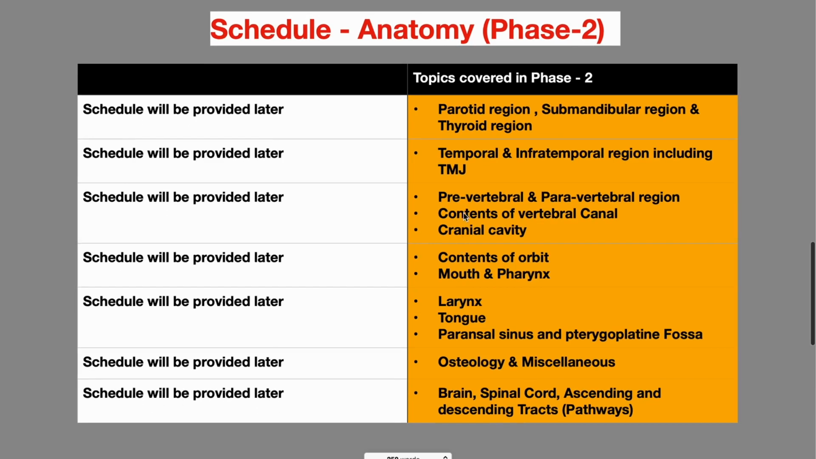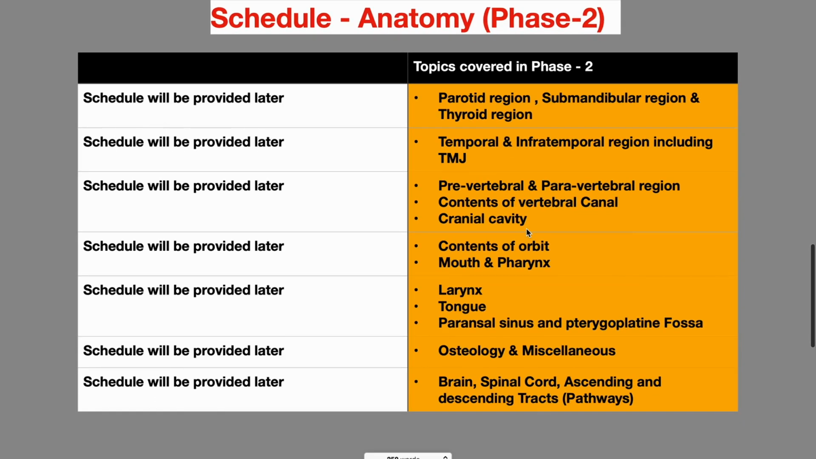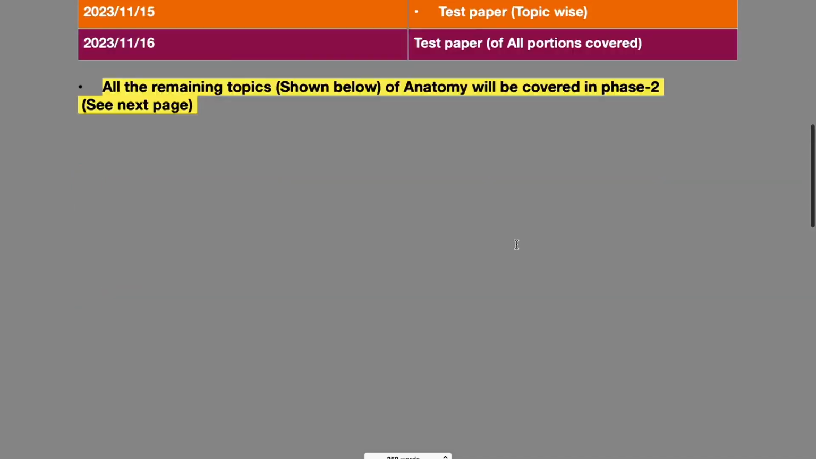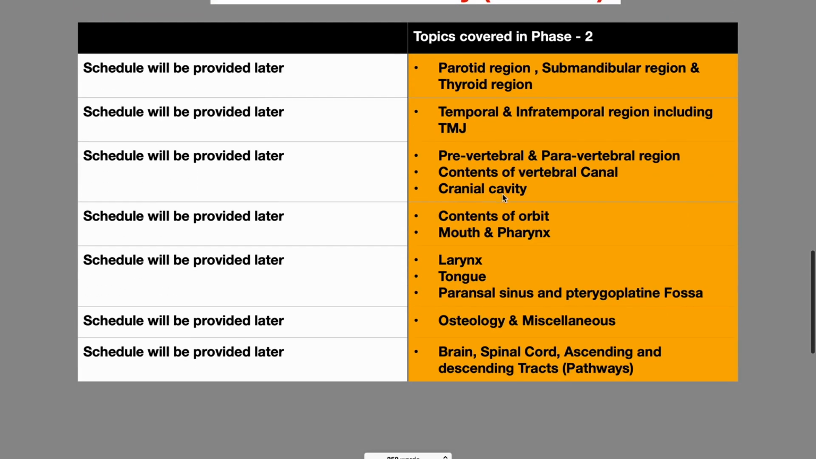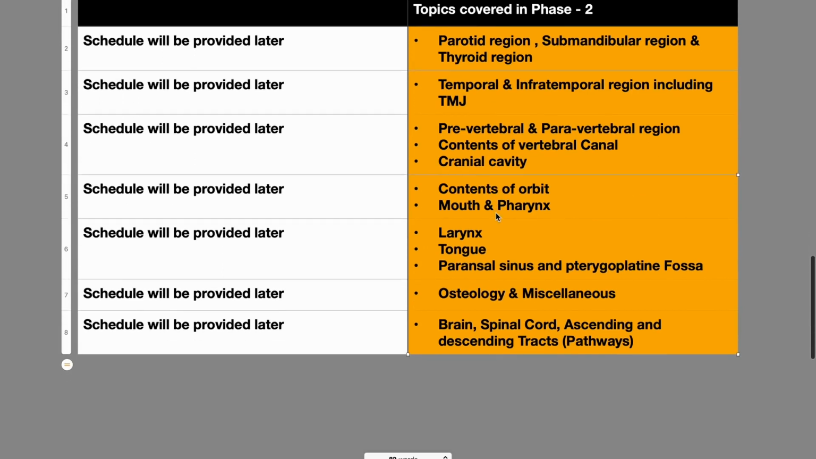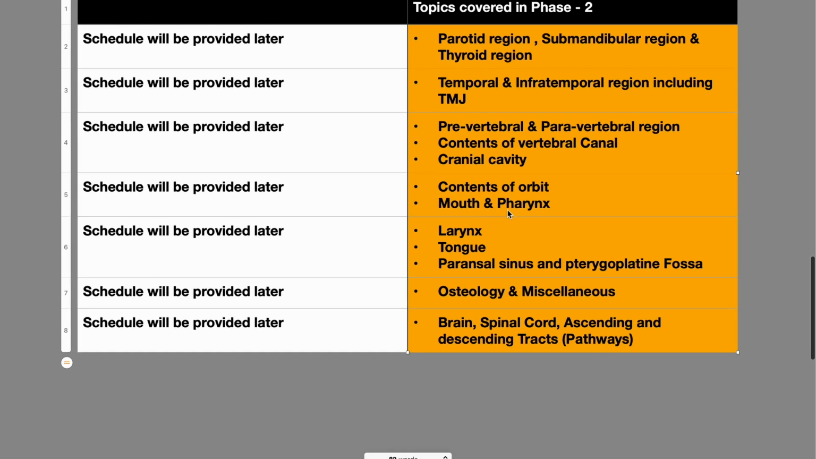After that, we'll be covering a little less important area, which is the prevertebral and paravertebral region, small areas to be covered, and crucial areas, contents of the vertebral canal. Definitely it's related to your spinal nerve and spinal cord, cranial cavity, meninges, cerebrospinal fluid, all those, and its connection to the nerves. Then we will go to the contents of the orbit, and along with that, we'll also discuss mouth and pharynx.